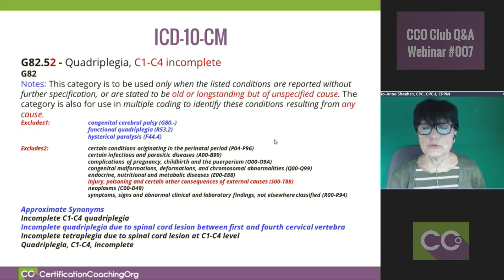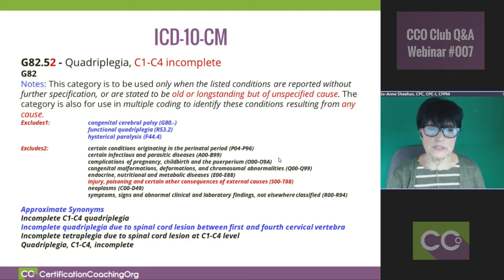So let's look at the G82.52, which our club member presented. And that's quadriplegia, C1 through C4, incomplete. The same note is there where it says only when listed conditions are reported without further specification, you should just use the specific code. However, if there's multiple coding to identify these conditions resulting from any cause, you would use them. And again, in this case, we have injury, poisoning, certain other consequences of external causes, which is traumatic fracture, which falls into the S series in your ICD-10 manual.